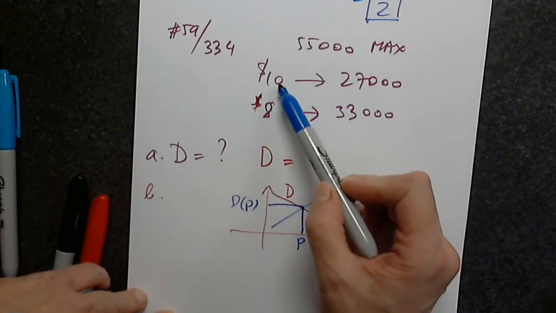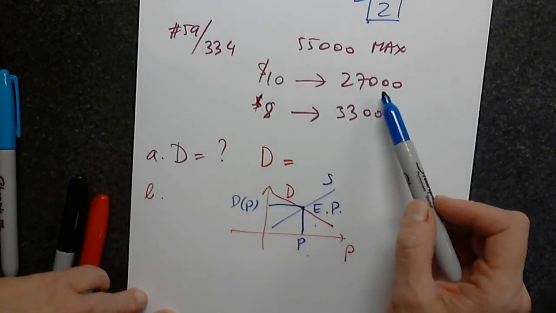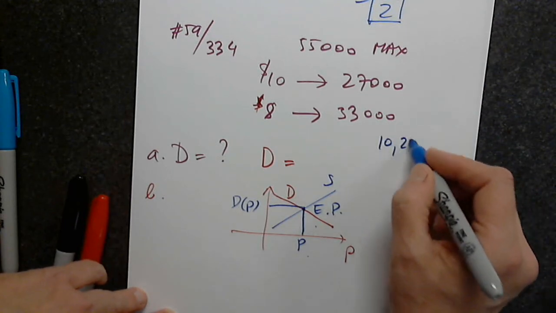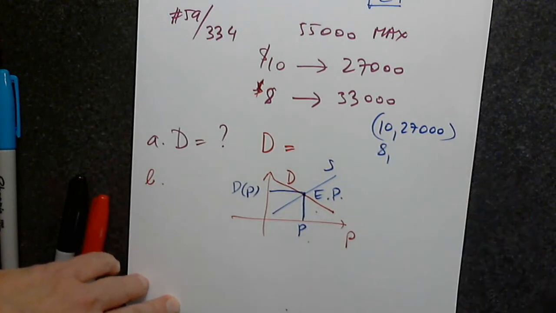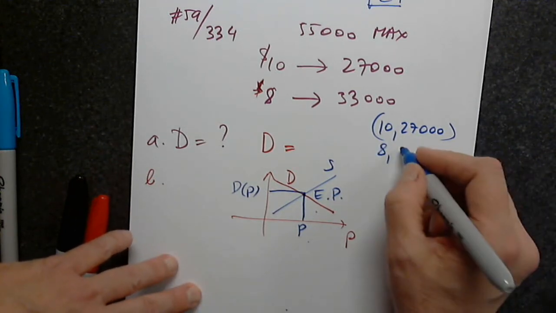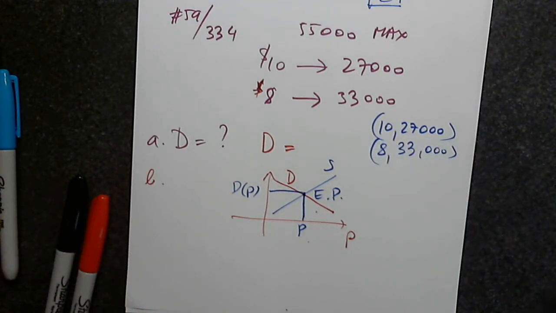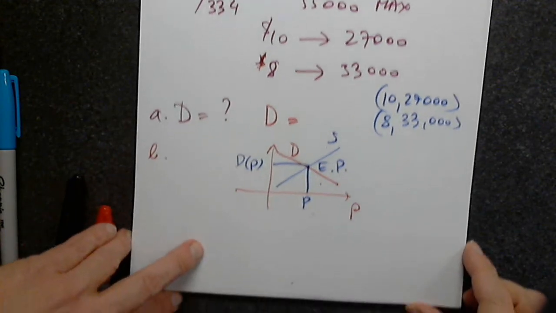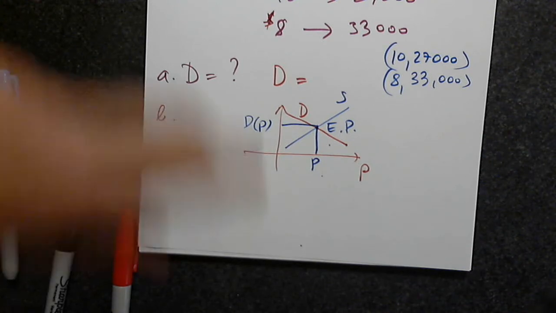So we're told that at 10, 27,000, when the price is 10, 27,000 are attending. So this is 1 point. And when the price drops to 8, 33,000. So we are also told that this function is linear. So find the demand function assuming that it is linear. Okay.